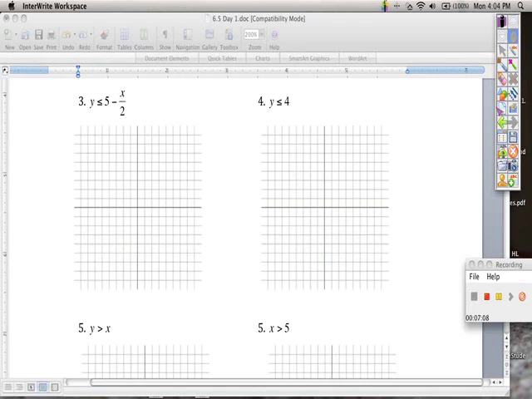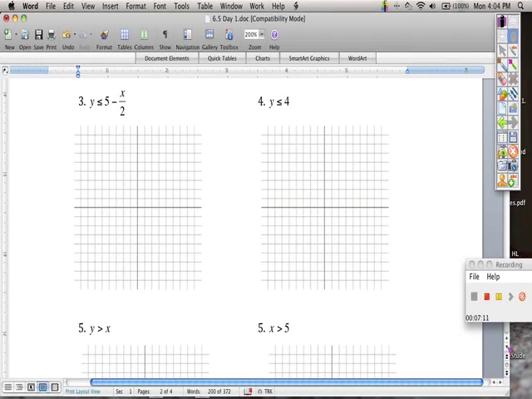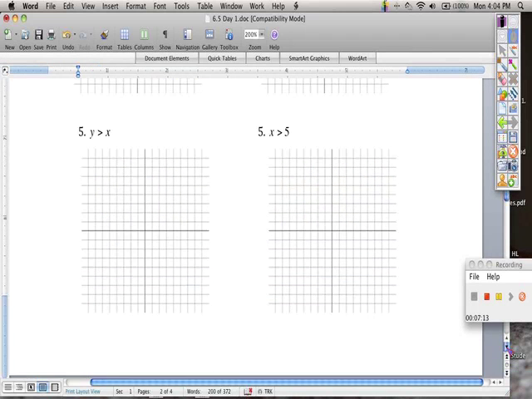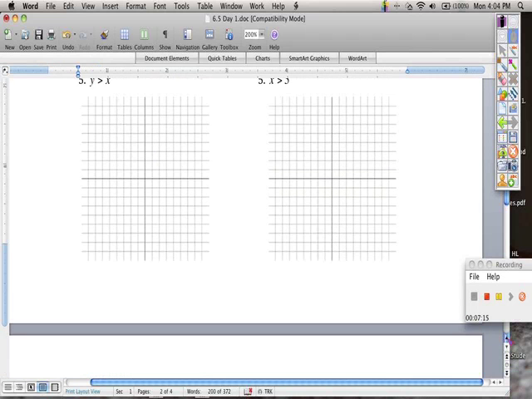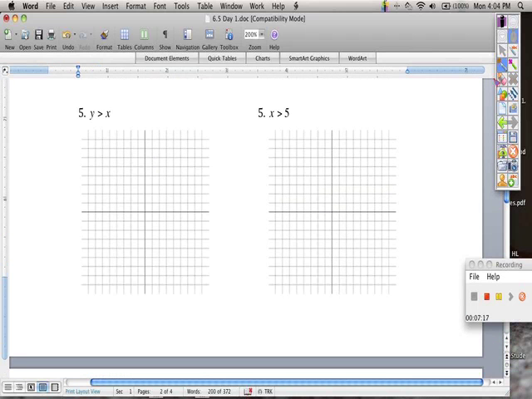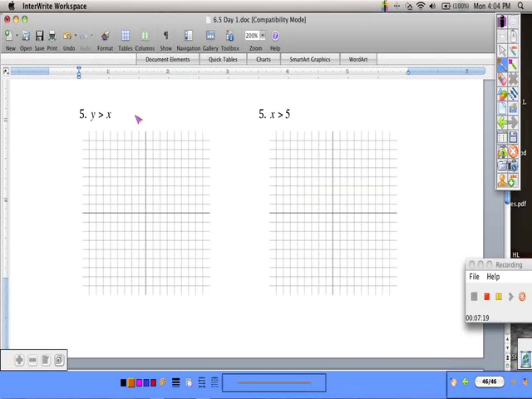The 2 number 5s. The first one, remember this is really 1x plus 0. The slope is 1, the y-intercept is 0. People screw this one up quite a bit, but this is a diagonal line that goes through the origin and has a slope of positive 1. And this would be dashed because there's no or equal to.